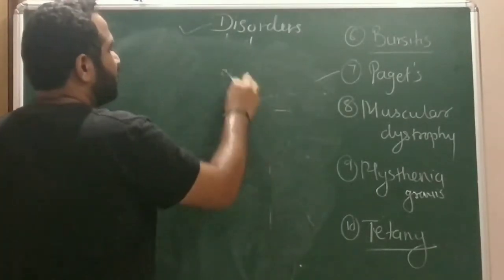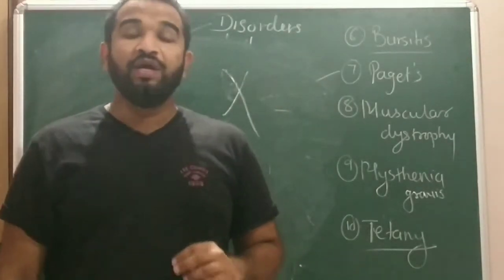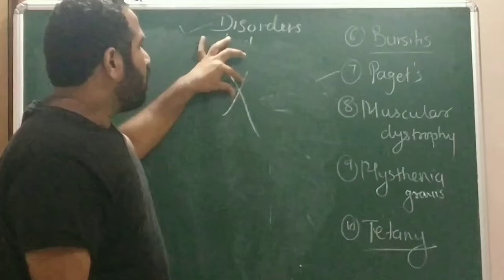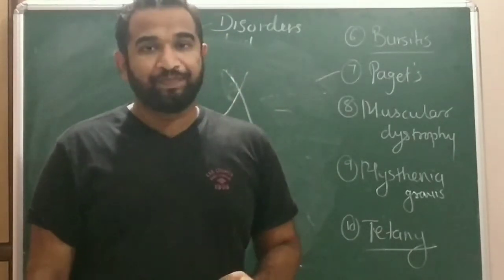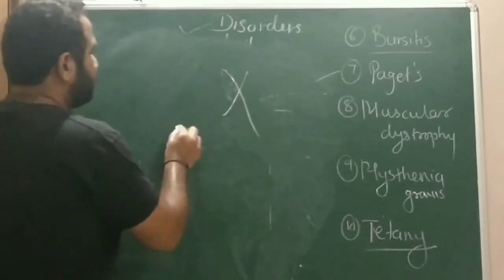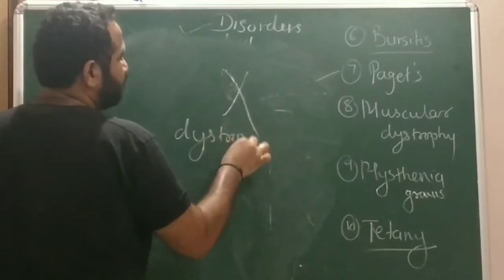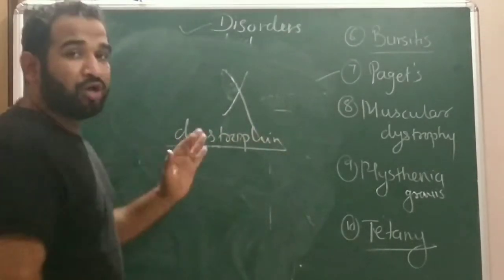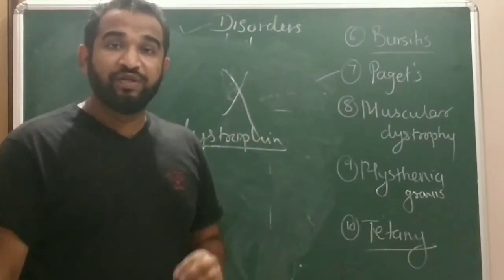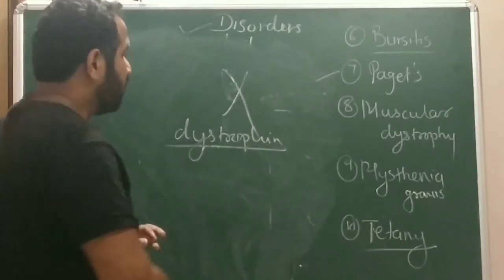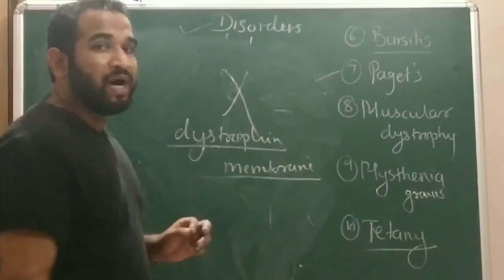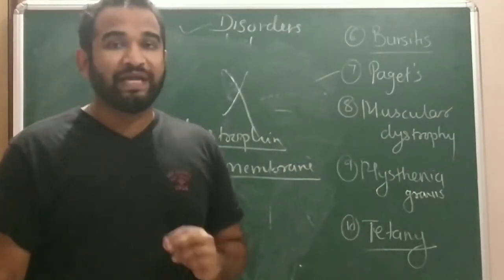Muscular dystrophy is a genetic disorder. In muscular dystrophy, there is a mutated gene that is present on the short arm of the X chromosome. When there is a normal gene, a protein is produced. The name of the protein is dystrophin. Dystrophin is very much necessary for the maintenance of the plasma membrane, which is also called the sarcolemma, of the muscle fiber or the skeletal muscles.